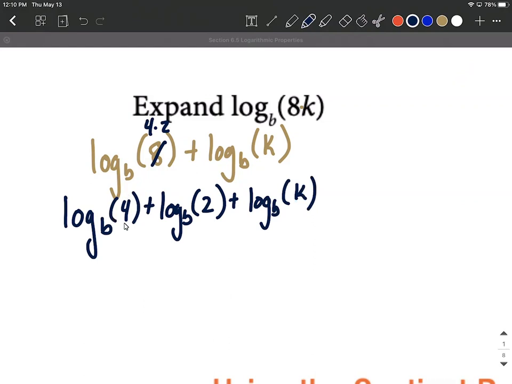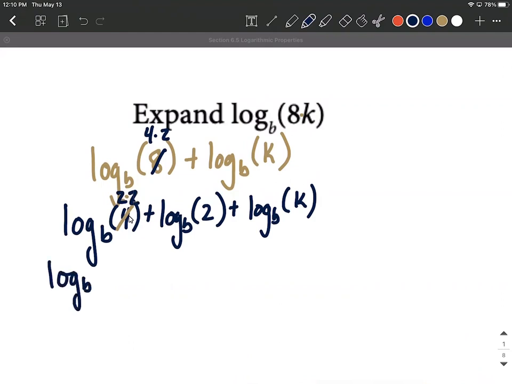But then we could go one step further, right? 4 is not a prime number. You could split this apart as 2 times 2. Let me write that in a different color. So 2 times 2. And because these are connected with multiplication, we can split this apart one more time.